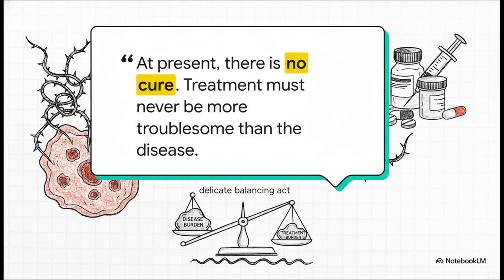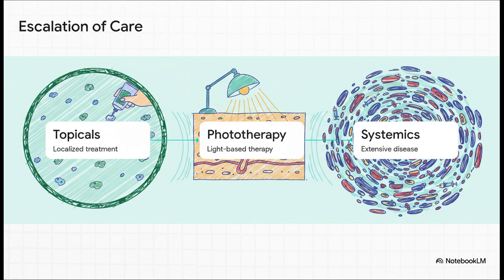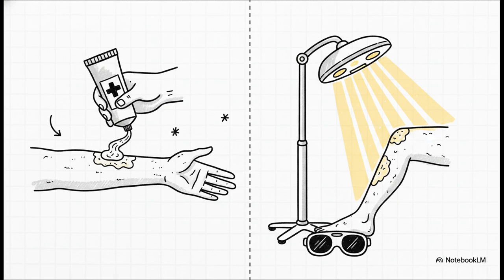It is a constant, incredibly delicate balancing act for the physician. Because of that reality, we follow a very strict escalation of care. We systematically step up the intensity based on disease severity. We start with localized topicals, move up to light-based phototherapy, and we only reserve systemics and biologicals for extensive refractory disease. So, breaking down those early steps, step 1 includes vitamin D analogs, like calcipotriol, which are great for mild disease. You've also got corticosteroids.